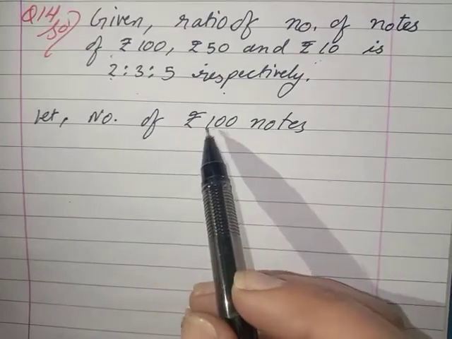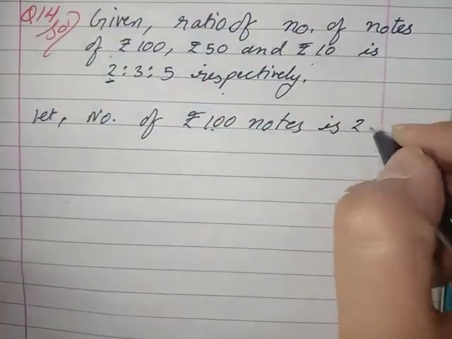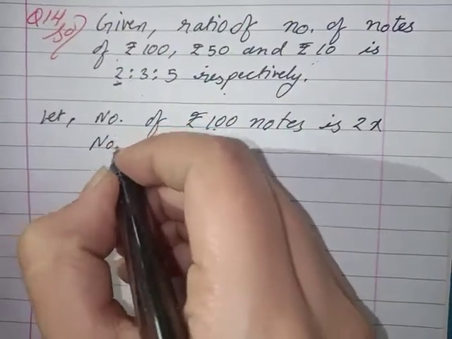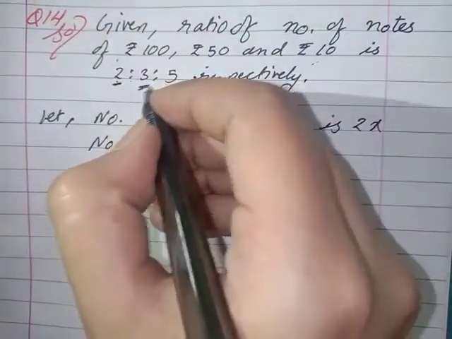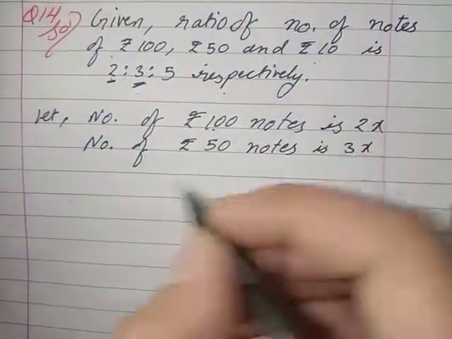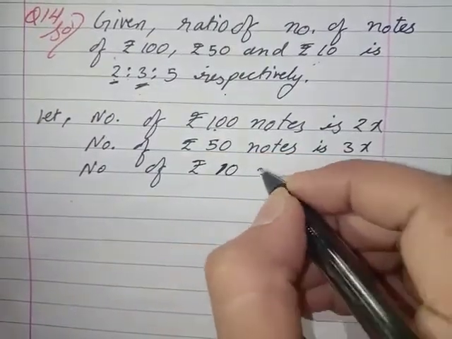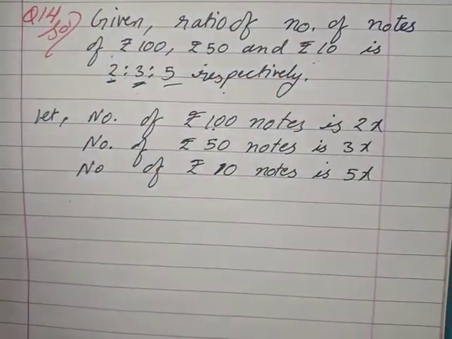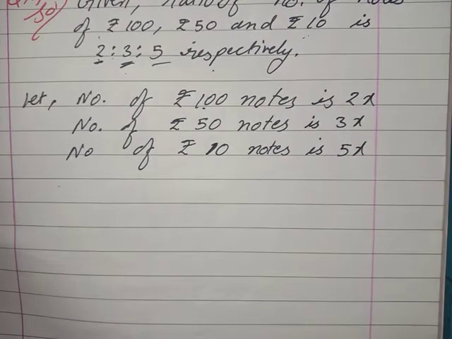Let the number of rupees 100 notes be 2x. We are replacing the ratio with a variable. Number of rupees 50 notes is 3x. Number of rupees 10 notes is 5x.